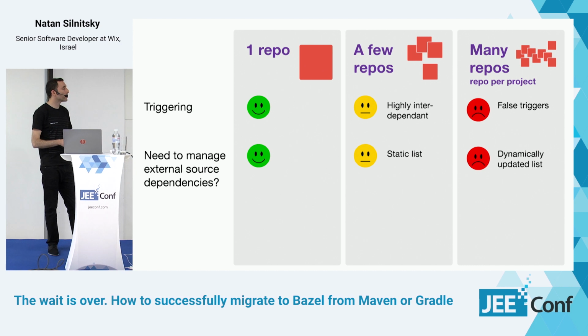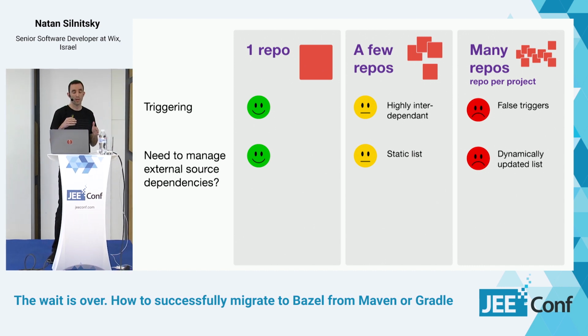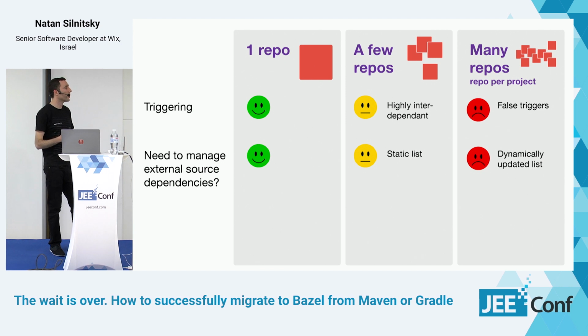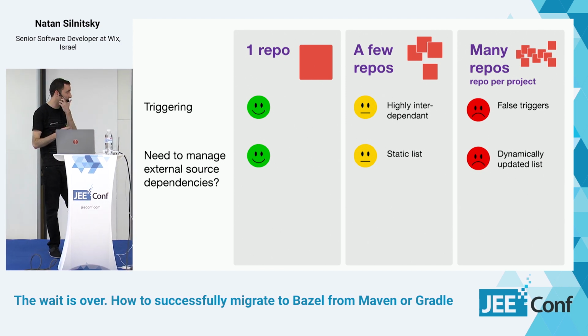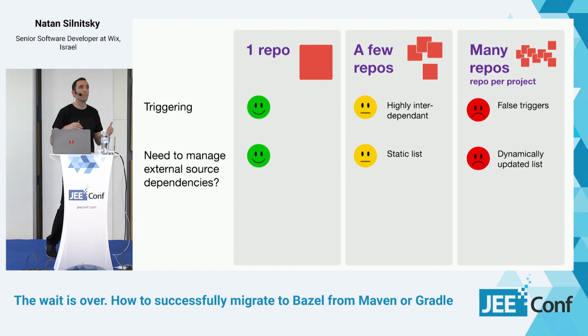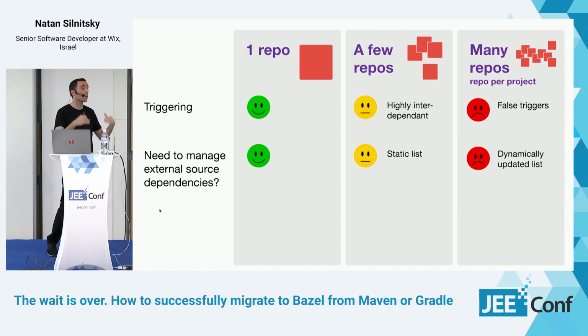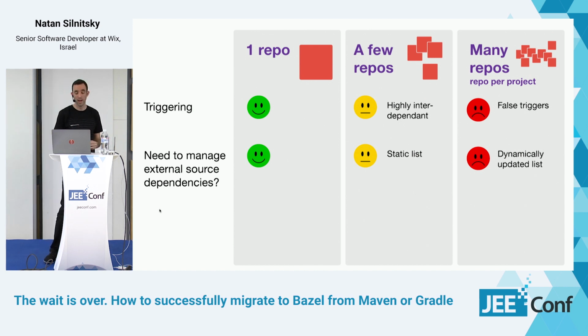Now, what about the need to manage external source dependencies? If you have a lot of repositories, that probably means that the list of repositories changes quite often. People add more repositories, some repositories become stale. So you'll need to have some automatic management system to recognize that a new repository has popped up and you have source dependencies on it, or something like that. So it's a bit of a hassle.